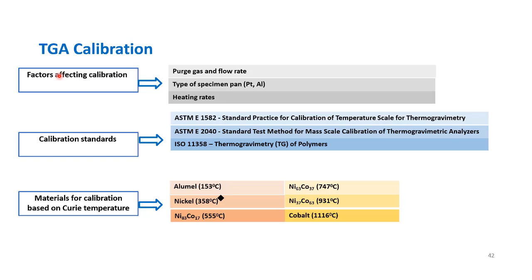Then materials for calibration which are based on the Curie temperature are alumel, nickel cobalt in different ratios, and nickel also, and cobalt also separately. So we can use these materials for the calibration.